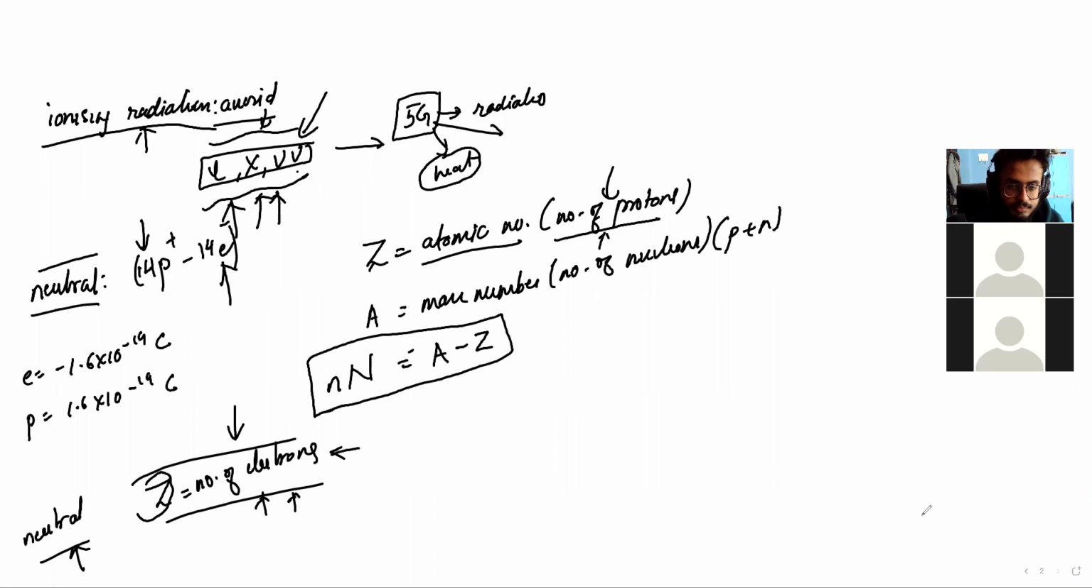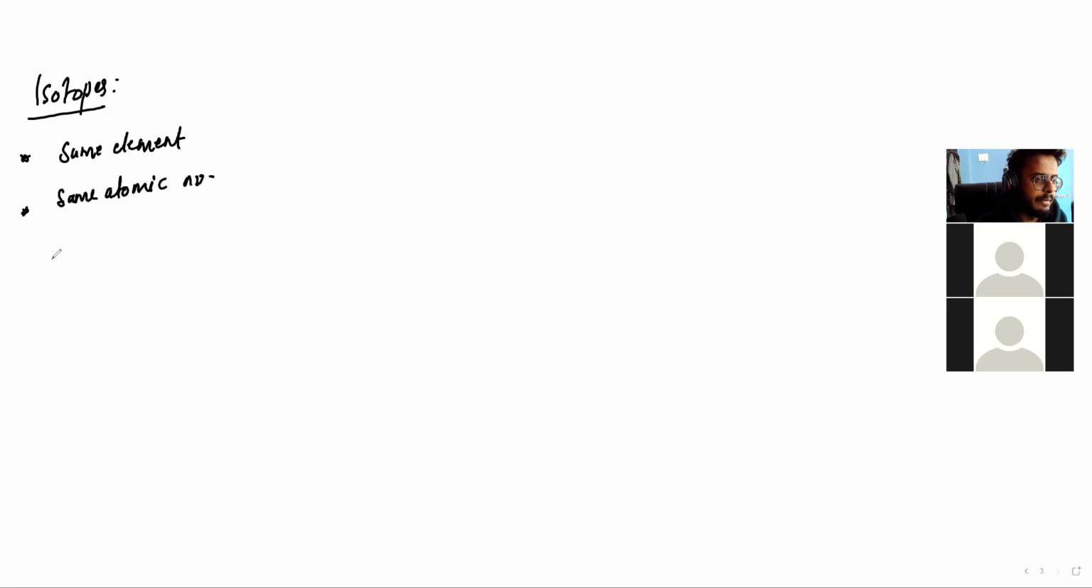this part is done. So there are a few technical terms you need to know now. Isotopes. So isotopes, the definition is atoms of the same element, having the same atomic number, but different mass number.